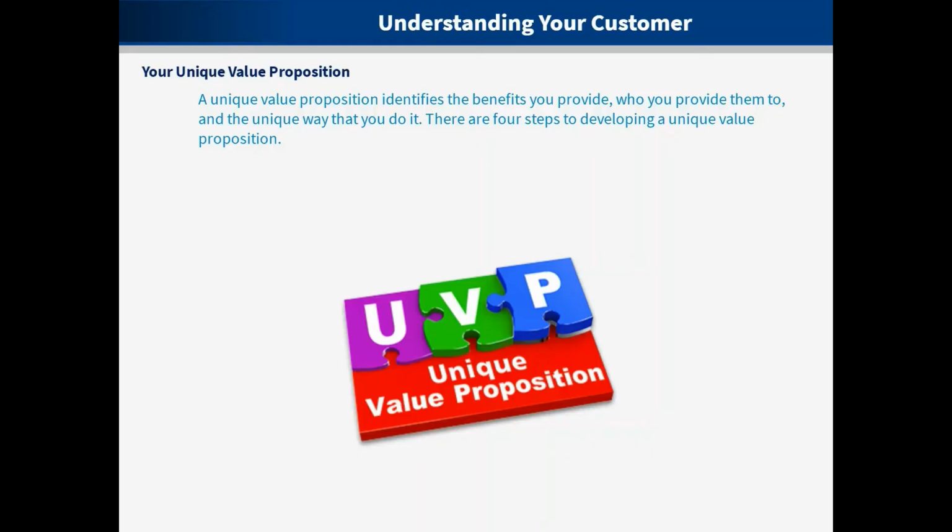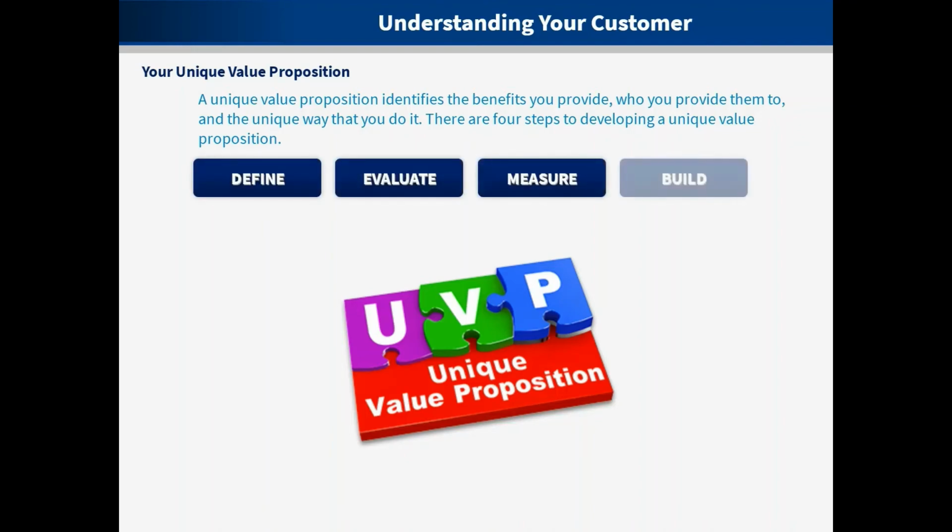A unique value proposition identifies the benefits you provide, who you provide them to, and the unique way that you do it. It's a positioning statement that describes the consumers you want to target, needs that you meet, and why your product or service is the best alternative. There are 4 steps to developing a unique value proposition. Define, evaluate, measure, and build.